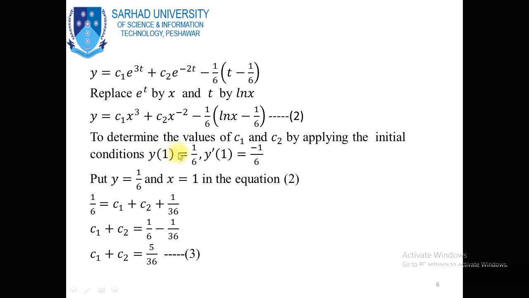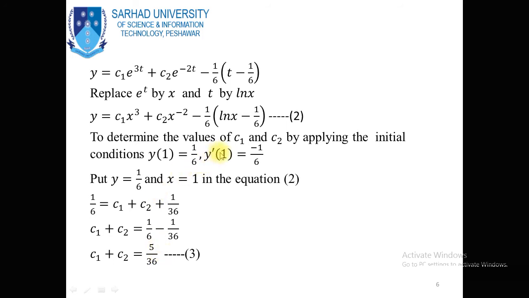y at 1 is equal to 1 over 6 and y dash at 1 is equal to minus 1 over 6. y at 1 is equal to 1 over 6 means putting x is equal to 1 and y is equal to 1 over 6 in this equation number 2, we obtain 1 over 6 is equal to c1 plus c2 plus 1 over 36. After simplification, we obtain c1 plus c2 is equal to 5 by 36.